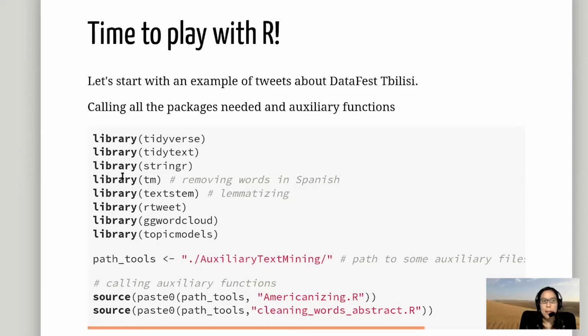So first of all, we're calling all the packages that we need and the auxiliary functions. I'm using several tidyverse packages, so I'm calling the whole family of tidyverse to be quick. A few packages related to text: tidytext to manage the text, stringr for a few functions there, tm, which is text mining. I used it to remove words in Spanish. In some cases, we don't need that. textstem, I use this package for the lemmatizing part that I just explained. For this example, we're also using rtweet to be able to download the tweets. ggwordcloud, I'm going to explain later why I prefer this package for the word clouds. And then topicmodels for topic modeling.